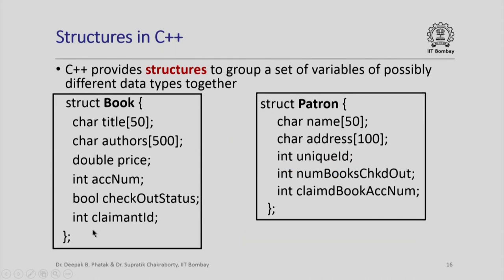And just like we have grouped information about a book together in a structure, we could also group information about a patron in a structure, and this is very similar to what we have done for books, except that here I am storing the name, address, the unique ID of a patron, the number of books checked out by the patron, and the accession number of any book claimed by the patron.